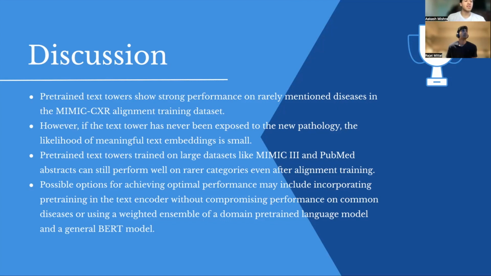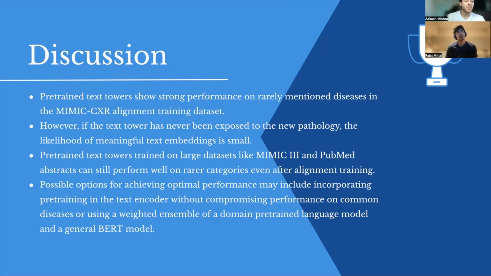For our discussion section, we have a couple of key takeaways. We found that the pre-trained text towers show a strong performance on rarely mentioned diseases in the MIMIC-CXR alignment training dataset. The performance of zero-shot classifiers is affected when diseases have little or no mention in the alignment training dataset. In an ideal scenario, a model should produce a relevant image embedding and a text embedding tower should embed the new pathology to an aligned encoding for zero-shot classification. However, if the text tower has never been exposed to the new pathology, the likelihood of a meaningful text embedding is small. Pre-trained text towers trained on large datasets such as MIMIC-III and PubMed abstracts can still perform well on rarer categories even after alignment training.